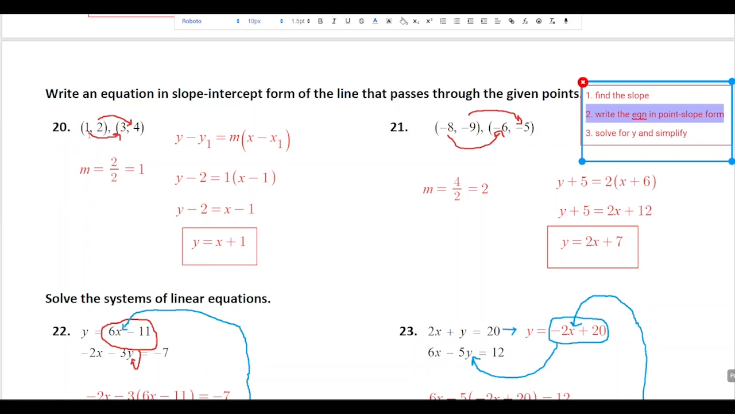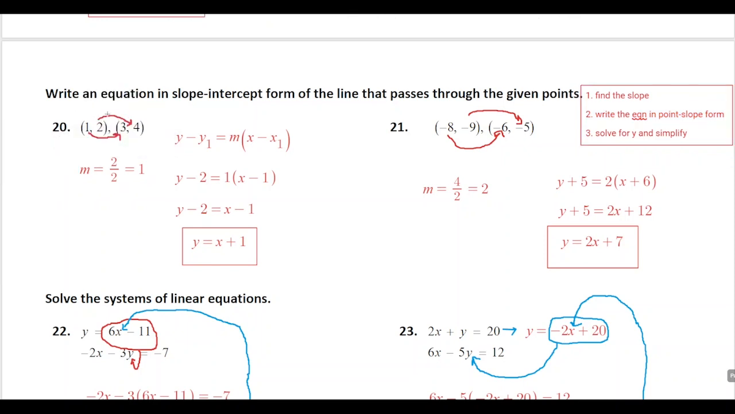So for number 20, first we find the slope. My change in y is going to be this number that I need to add to get from 2 to 4. So this is like my delta y here. This is my change in y. Okay, so that would be 2. My change in x is also 2 to get from 1 to 3. So my slope is going to be 2 over 2, which is 1. And I'm going to plug that into point-slope form.